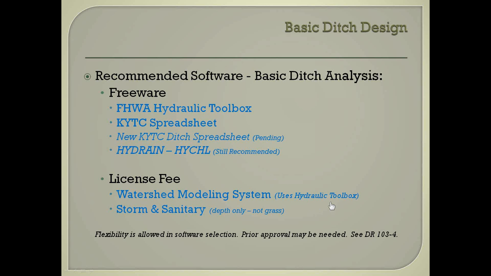The license fee, of course, watershed modeling system. It essentially refers back to Hydraulic Toolbox. And Storm and Sanitary can be done for rock-lined ditches. There's a workaround where you could use it for grass. It would take a lot of manual iterations in addition to the database for the Storm and Sanitary channel configuration in the structures file. But anyway, that's a possibility, but it primarily can be used for rock.